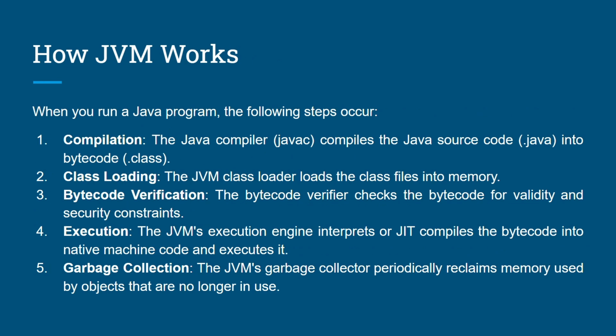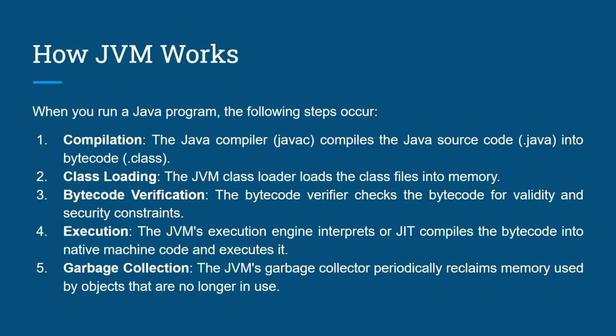Now let's see how the JVM works. When we compile a Java program, the following steps occur. First, compilation. The Java compiler javac compiles the Java source code, that is the .java file, into bytecode, that is the .class file. Then class loading. The JVM class loader loads the class file into memory.